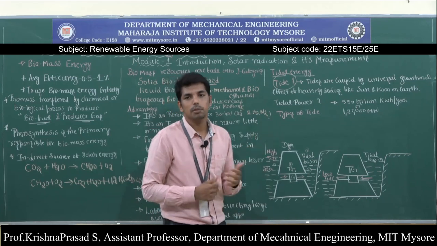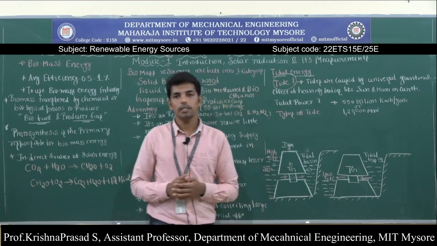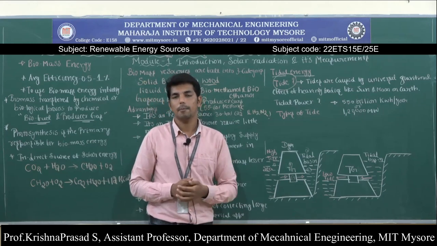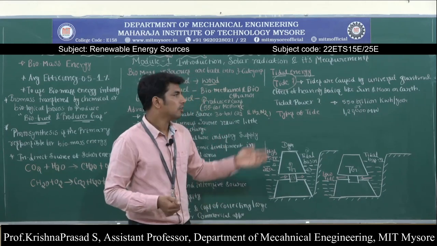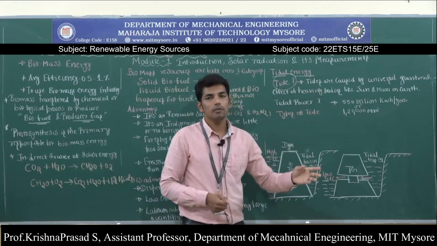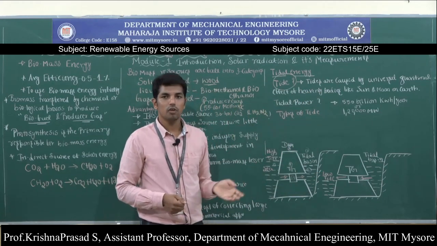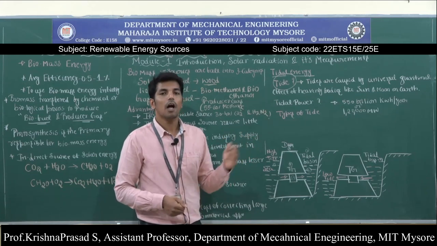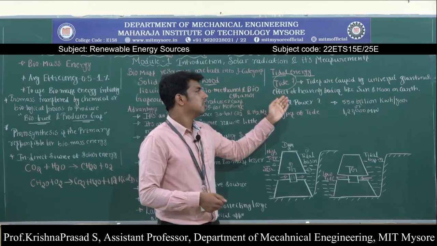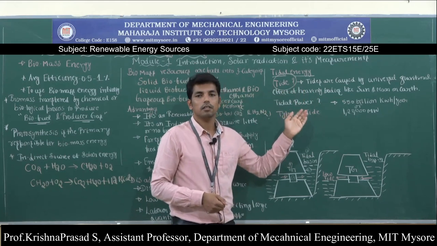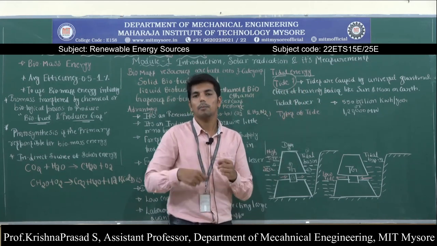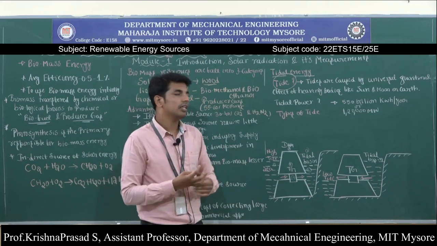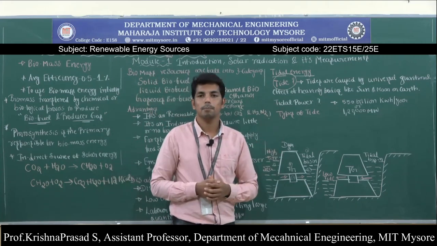I repeat, what is meant by the tide? The tides are the periodic rise and fall of the water level of the sea. And how do tides occur? They are caused by the universal gravitational effect of heavenly bodies like the sun and the moon on the earth. These tides are used to run the turbine, which in turn is coupled to the electrical generator to produce electricity, and that kind of power is called tidal power.